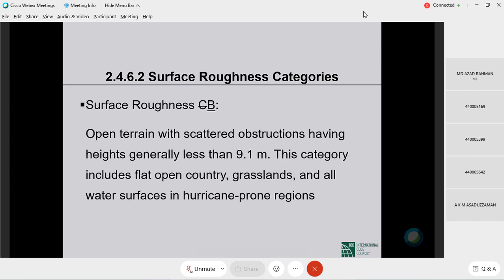Surface roughness B, open terrain, scattered obstructions having heights generally less than 9.1 meters. That's about 30 feet. This category includes flat open country, as I mentioned to you already, grasslands, all water surfaces in hurricane-prone regions. I should have made it cyclone prone. Anyway, so this category includes flat open country, grasslands, and all water surfaces in cyclone prone regions. In cyclone prone regions, when wind comes over the water, it is surface roughness B.